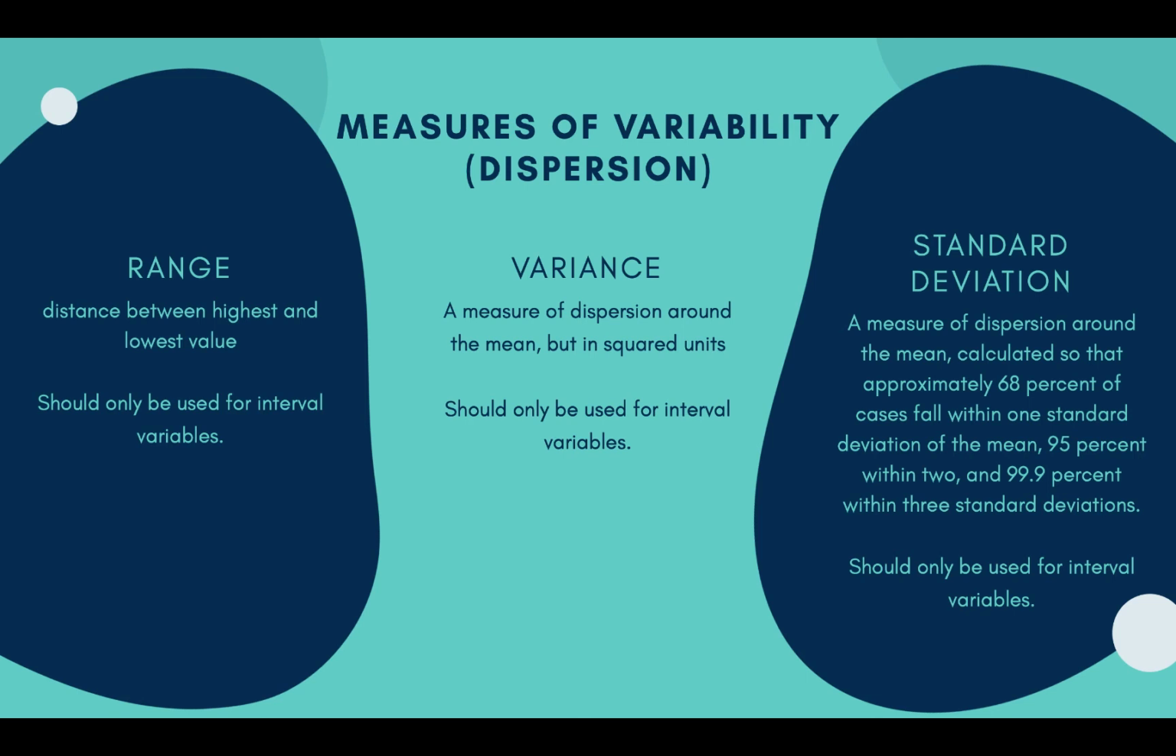Instead of looking towards the tails of the distribution, the ends of the distribution, and subtracting them, we can calculate what we call variance and standard deviation. So we can look inward and say, where's the mean, and are these scores clustered really close to the mean, or are they further away from the mean? So the mean becomes our starting point, not the tails, not the extremes. So variance is a measure of dispersion around the mean, but it's in squared units.